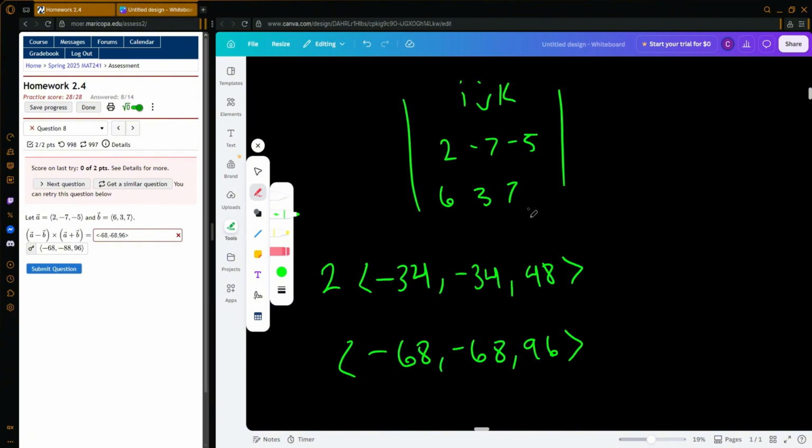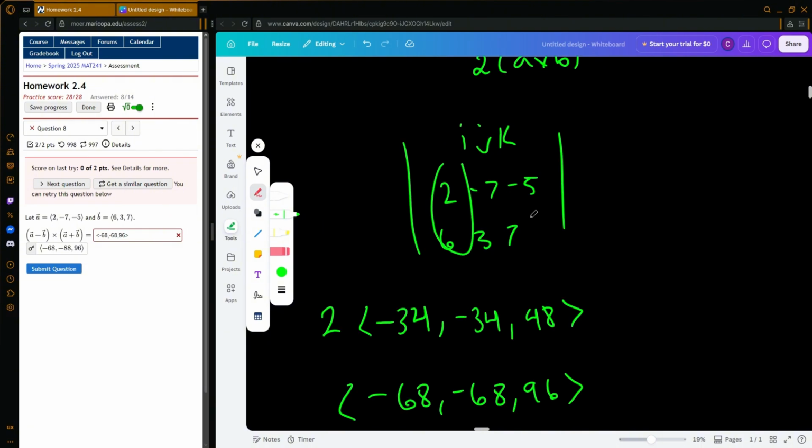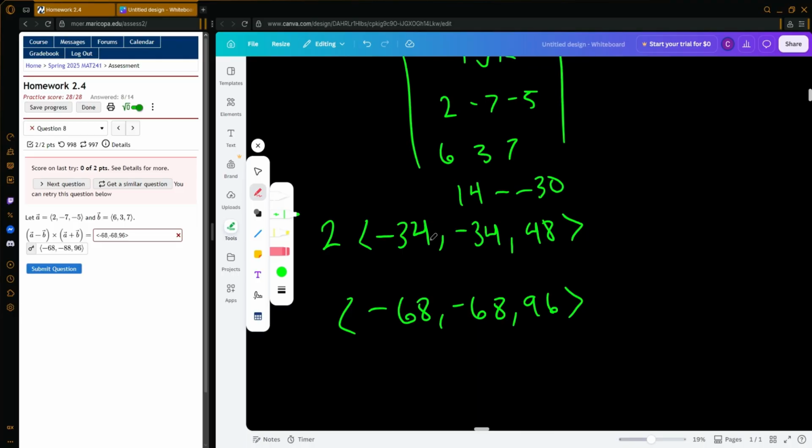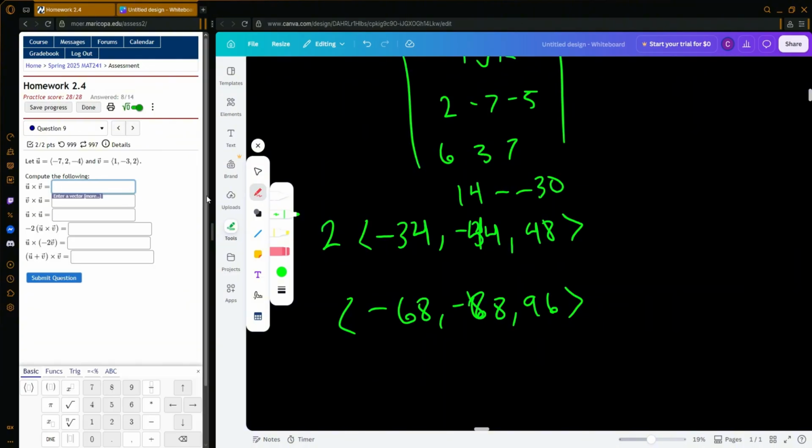The middle term is great. This and this. So we'll get 14 minus 30, 44. So this is negative 44, maybe it's negative 88. Okay, that's right. Okay, let's do it.